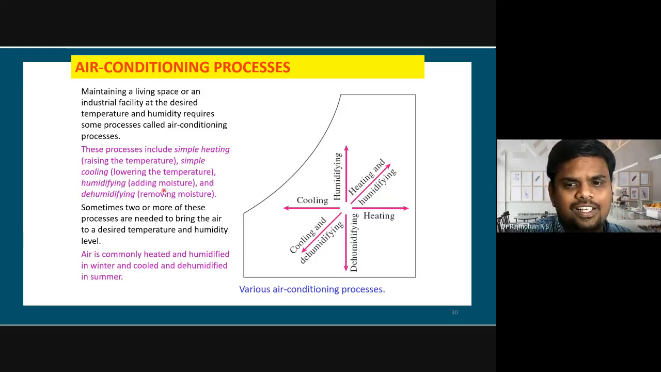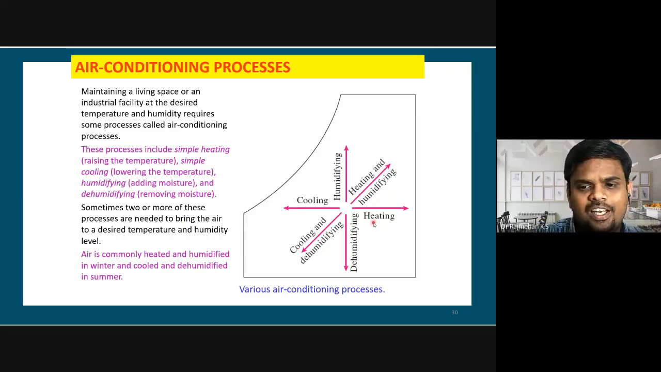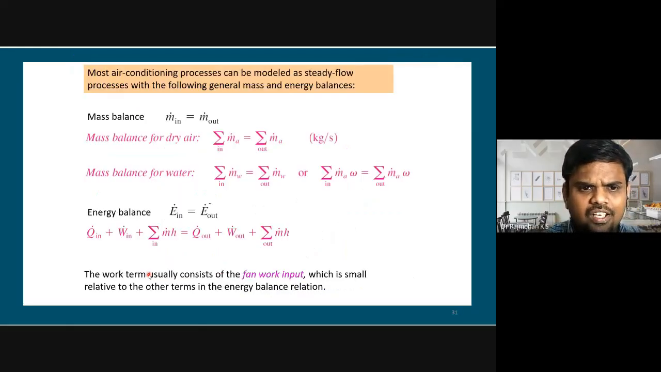So that way, in air conditioning, we may be heating or cooling the air. Okay, we may be removing moisture or adding moisture to it. Such processes are generally called air conditioning processes, and air is commonly heated and humidified in the winter, as I told, and it is cooled and dehumidified in the summer. Okay, and we can easily do the mass balance and energy balance for such systems.